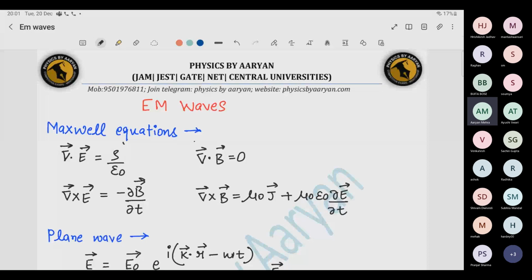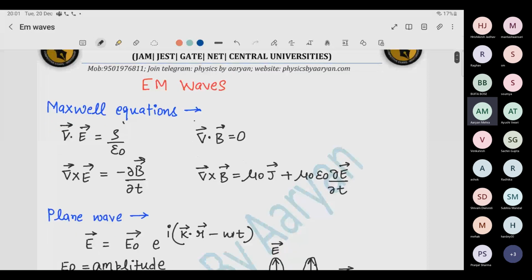So EM waves means electromagnetic waves. We all know that. All are mature enough to understand what EM waves are. These waves have an electric field and a perpendicular magnetic field. Both are oscillating, as a result giving rise to an electromagnetic wave. One of the very important properties of electromagnetic waves is that they can travel in space itself. There is no requirement of any sort of matter for EM waves to travel. So EM waves can travel in free space as well.